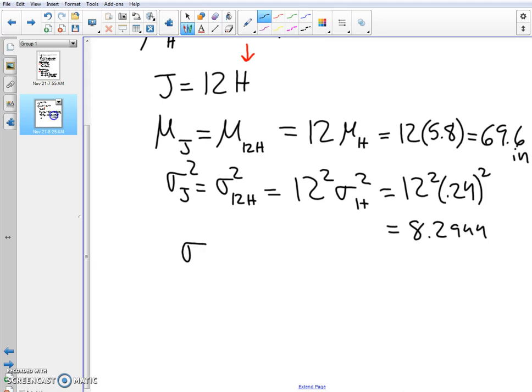So then to get the standard deviation of J, I just need the square root of 8.2944, which is 2.88 inches. So it represents the same population, we're just transforming from feet to inches. Let's look at another example.